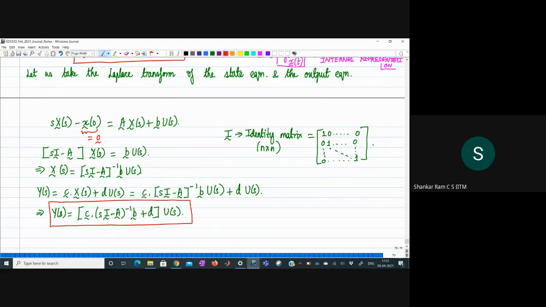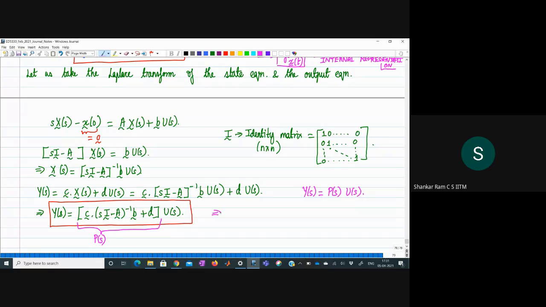All right. I hope this derivation is clear to everybody. So we can get the relationship between the Laplace of the input and the Laplace of the output. Immediately we can observe that the term within the square bracket is the transfer function. Why? Because recall that the definition of the transfer function is the ratio of the Laplace of the output to the Laplace of the input under zero initial conditions. That's what we have done. We have taken the Laplace transform of the state and the output equation, applied zero initial conditions, and got the transfer function P(s) in terms of the state space realization.